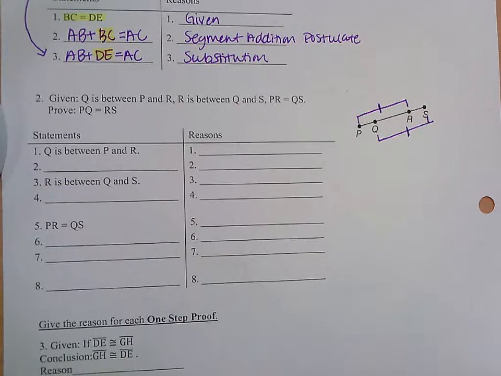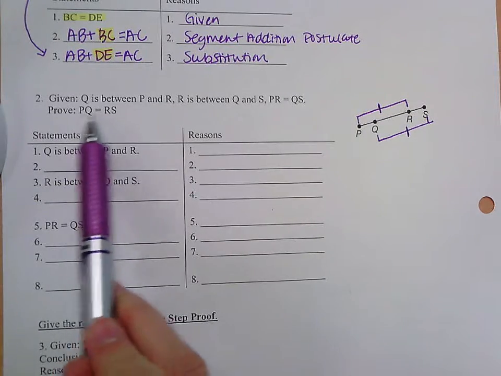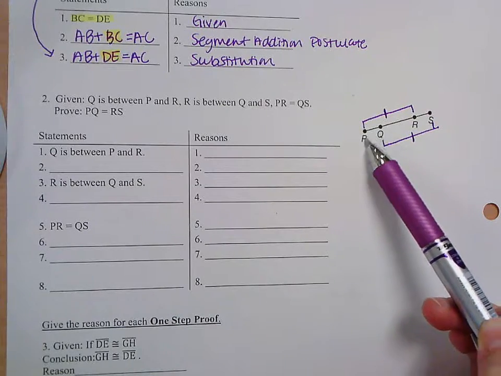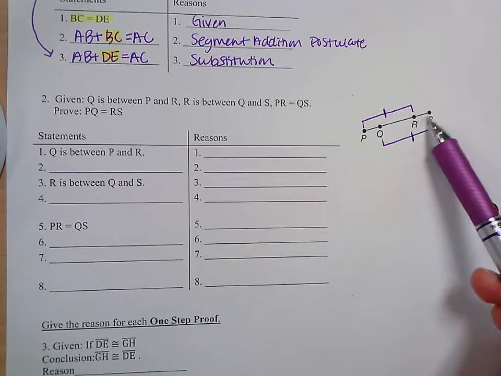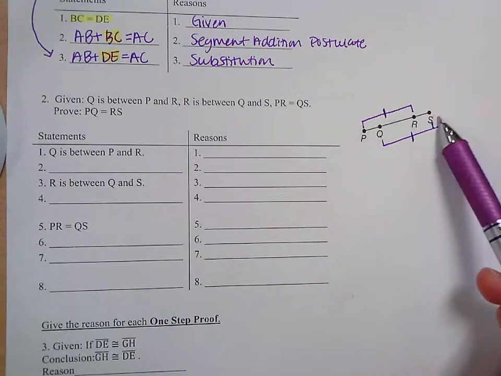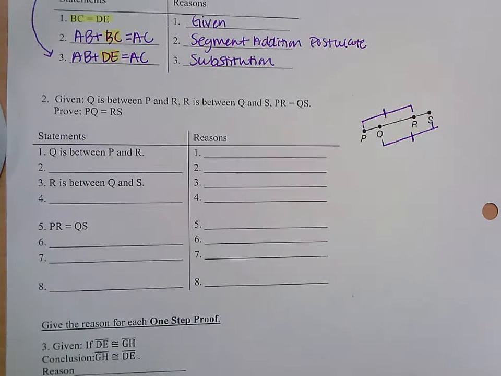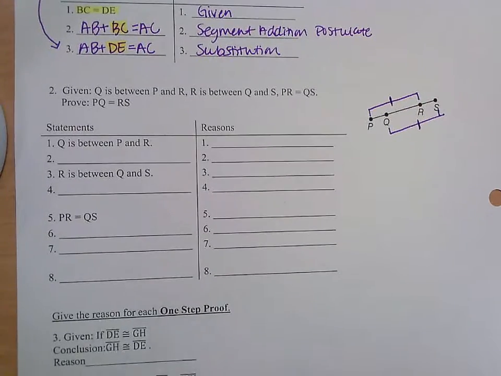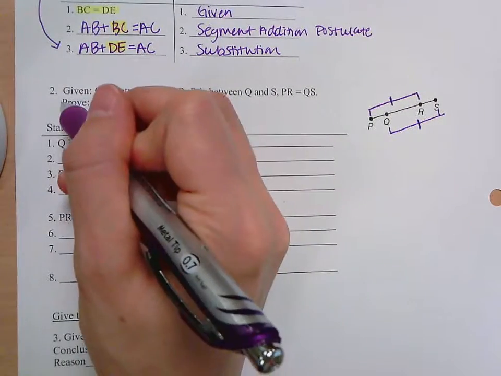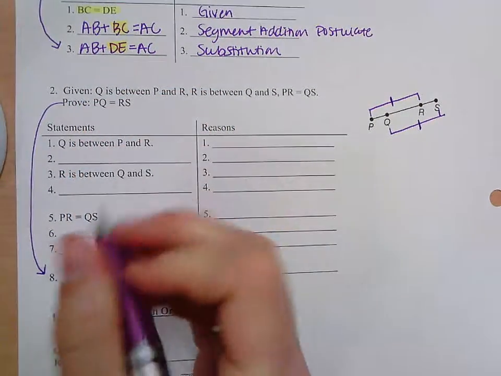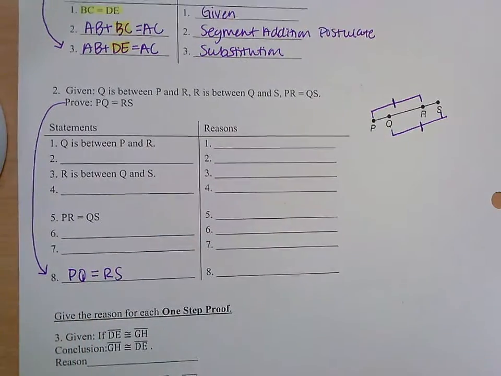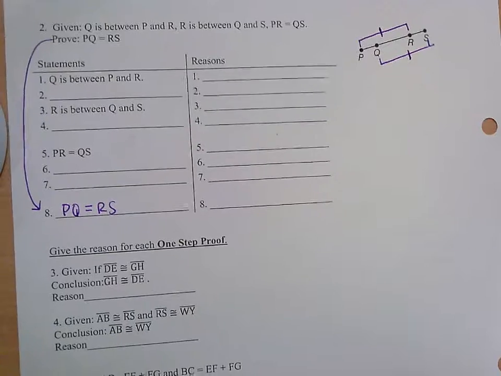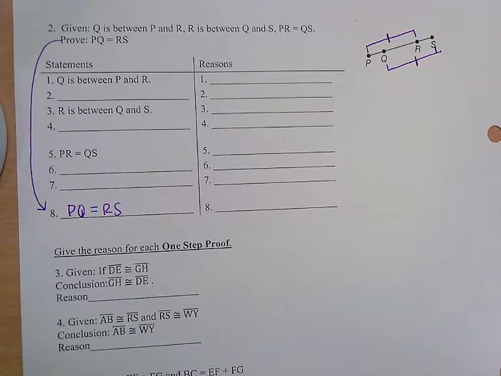I'm not going to mark what I'm trying to prove, which is that PQ, this little segment, is the same as RS. So these two little segments are the same is what I'm trying to prove. That is going to be my very last line. I just have to figure out how to get there. Okay, so let's start with what we are given.